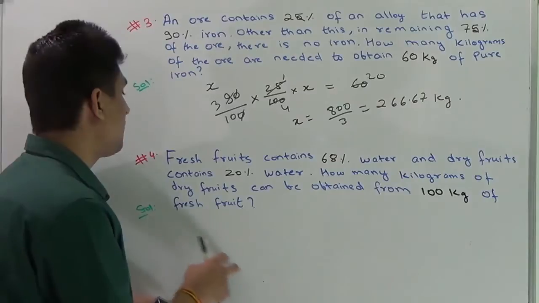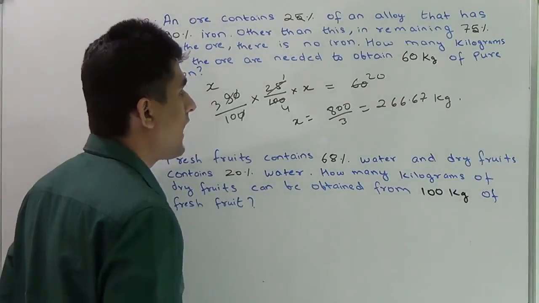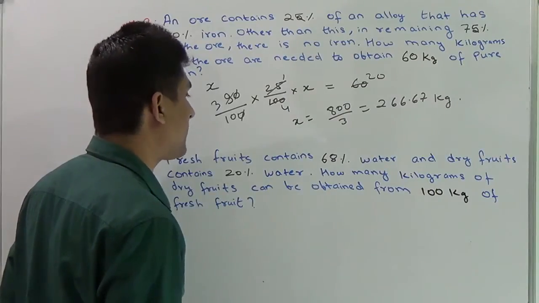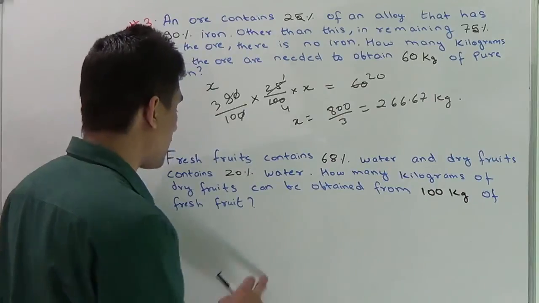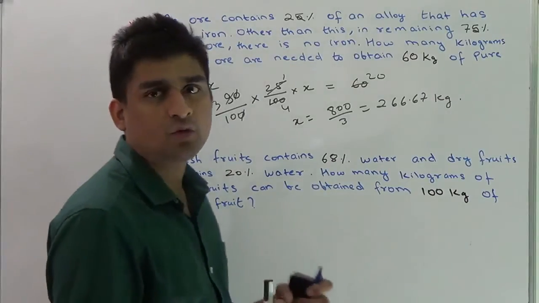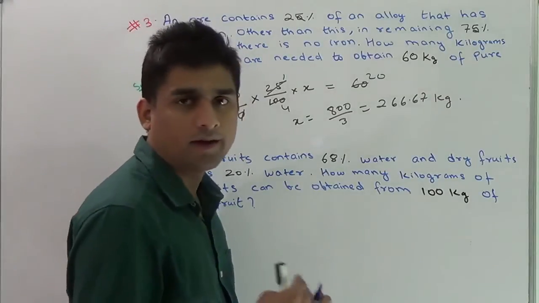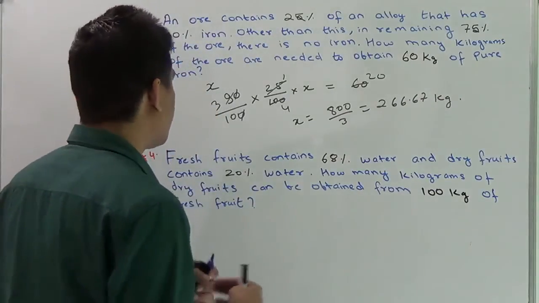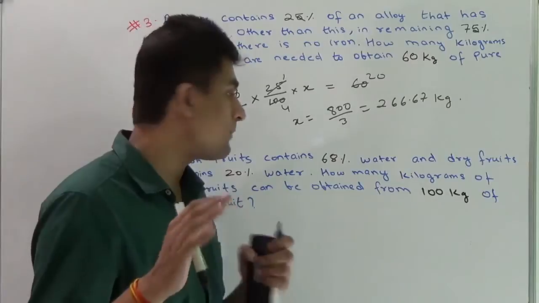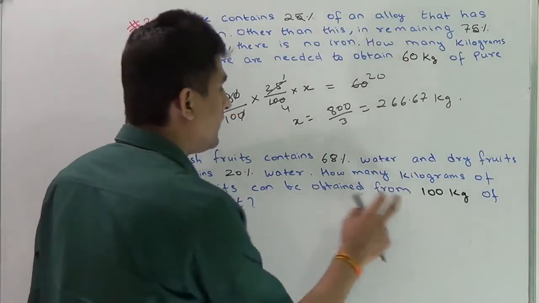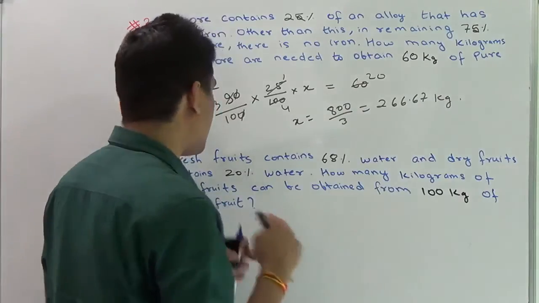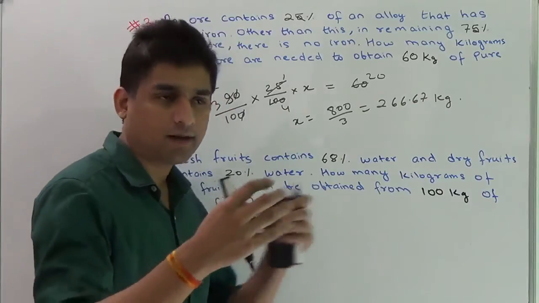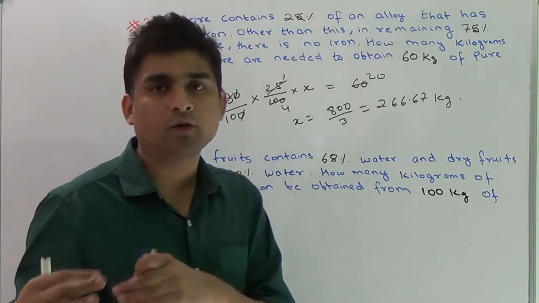In this question, a fresh fruit contains 68% water and a dry fruit contains 20% water. How many kilograms of dry fruit can be obtained from 100 kg of fresh fruit? The question says, in a fresh fruit there is 68% water and 32% is raw material. And in dry fruits there is 20% water and 80% is raw material. We have 100 kg of fresh fruit, and now we have to convert it into dry fruit.